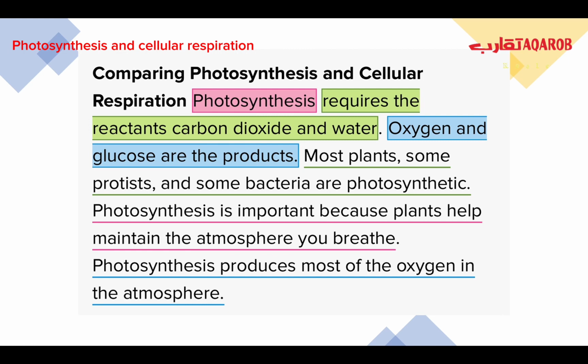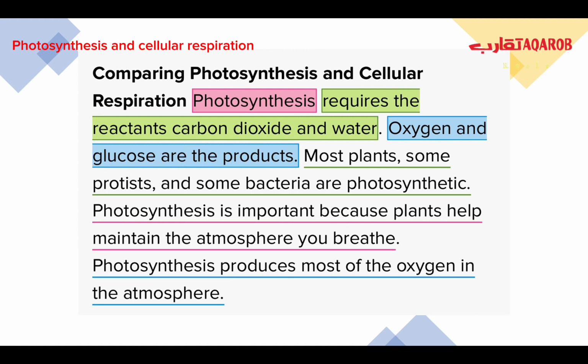So, after we watch this video, now you know that photosynthesis requires the reactants carbon dioxide and water. So in the photosynthesis process we need what? Yes, carbon dioxide, water, and produce what? Oxygen and glucose. So the reactants are carbon dioxide plus water. The products are oxygen plus glucose in the photosynthesis.